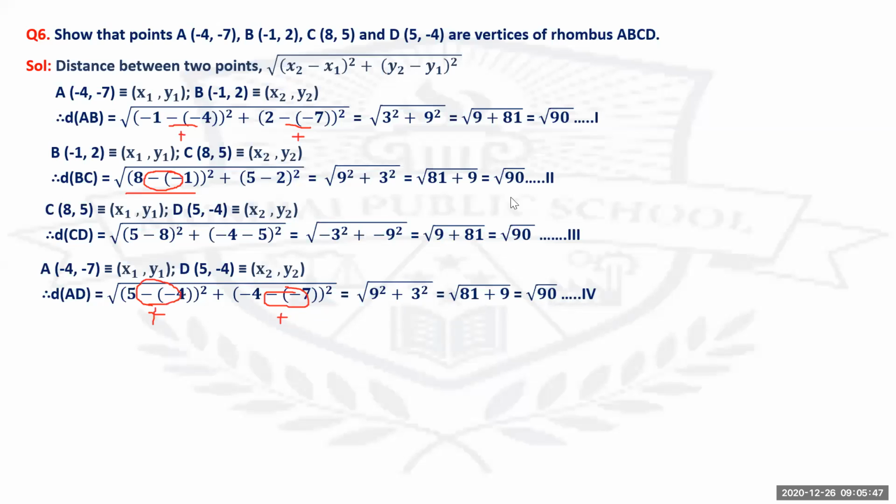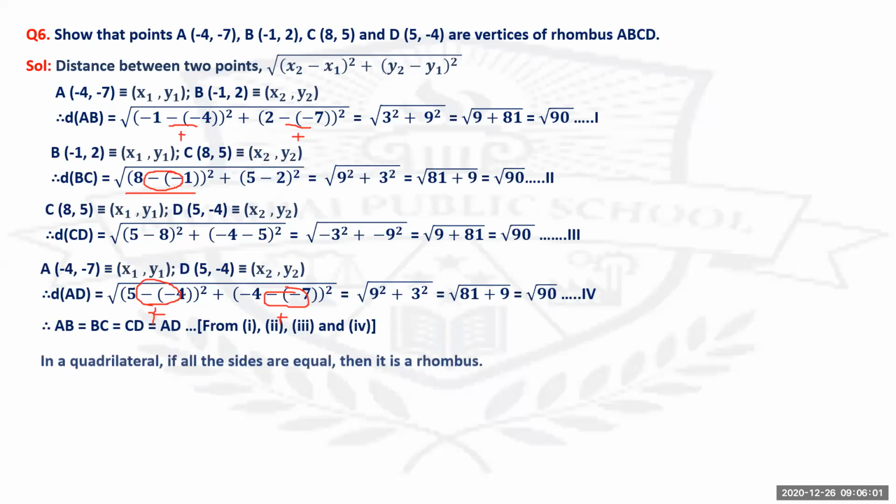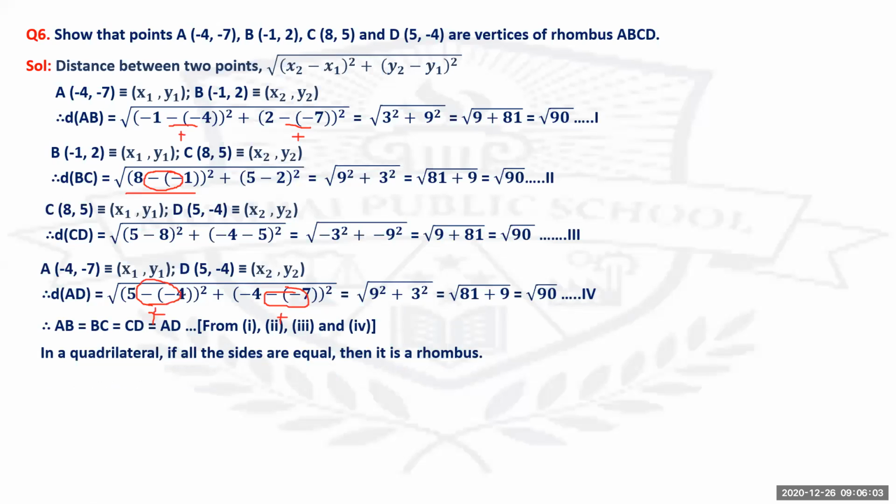Now when you consider all the four equations, equation 1, 2, 3, 4, what are you going to get? You're going to get all the sides are equal, that is AB equals BC equals CD equals AD. Now in a quadrilateral, if all the sides are equal, then it is a rhombus. Therefore, quadrilateral ABCD is a rhombus, and therefore points A, B, C, D are the vertices of rhombus ABCD.